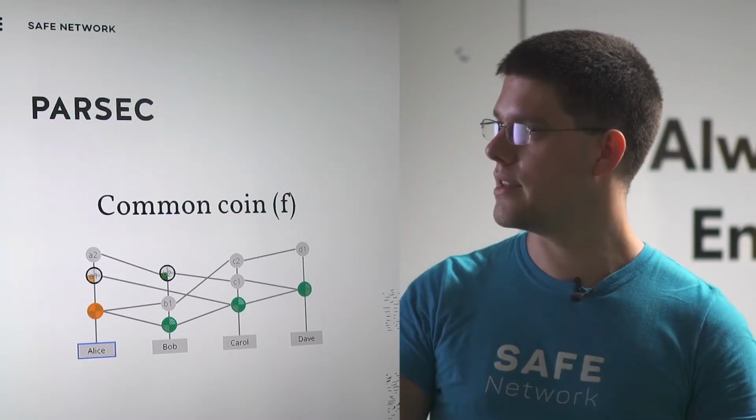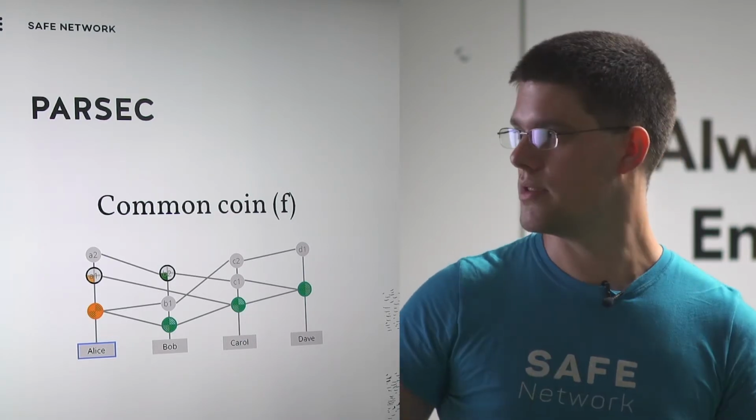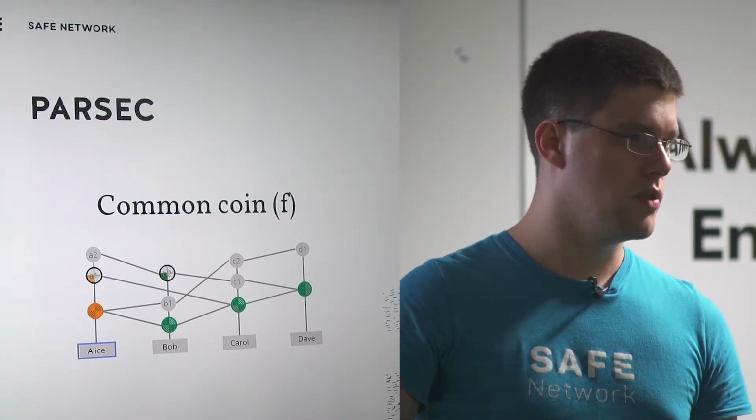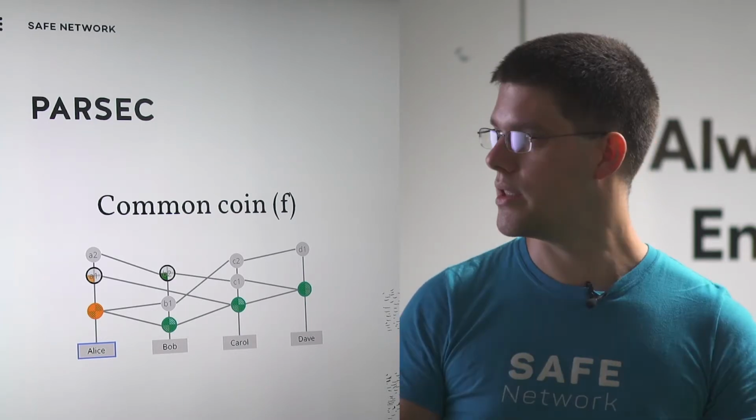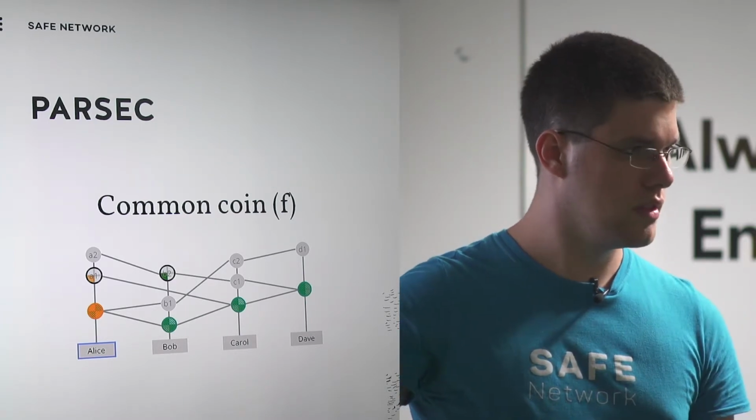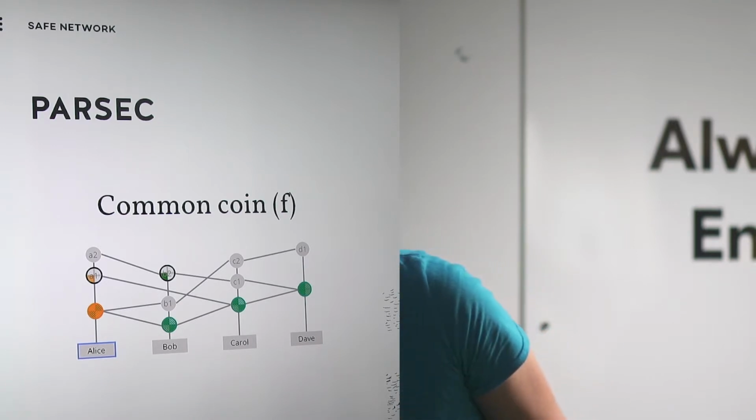So since in this case the coin value is false, we cannot decide because the agreeing supermajority is for true. So we will restart the consensus algorithm, but this time taking true as the next estimate. So this is what Bob will do at this event.